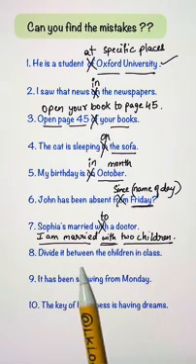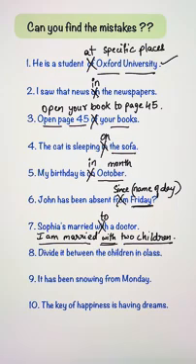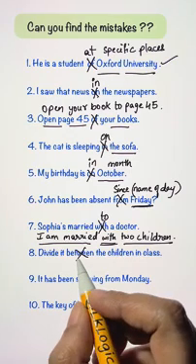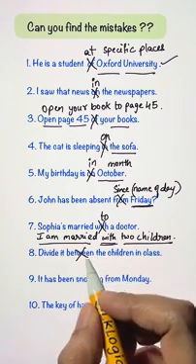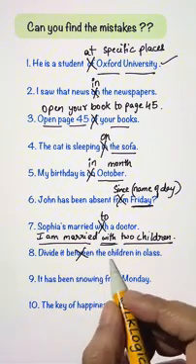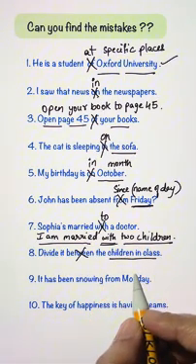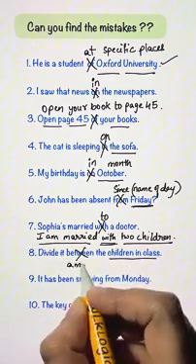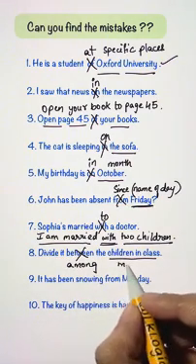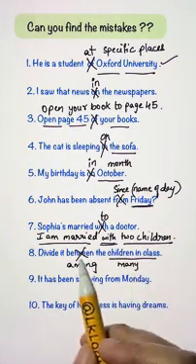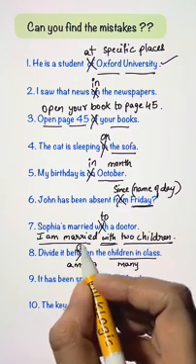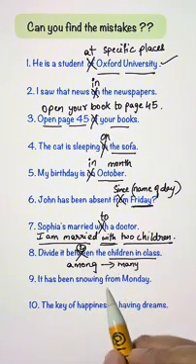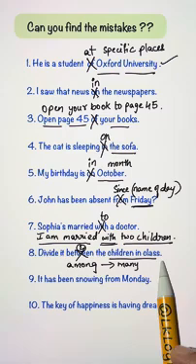Alright? Divided between the children in class. Now what's wrong in this? We don't use between. Between is used when you're comparing two things, two people. Alright? Here we have many children in the class. So when there are many children or many people, we use among. Among when there are many children. Between when there are two people. Between two people. Among many. Alright? Divided among the children in the class.